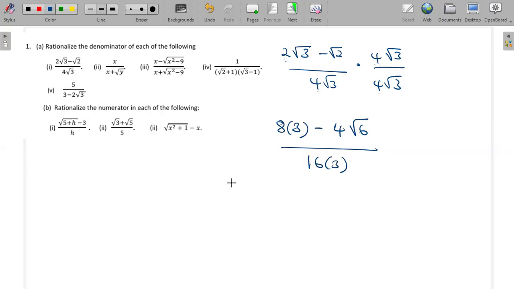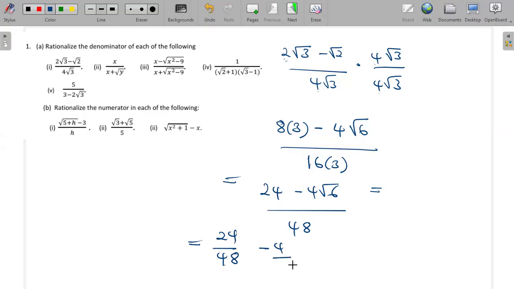Then root 3 multiplied by root 3 just gives us 3, like that. So what is this going to be? So 8 times 3 is just 24. So 24 here minus 4 square root of 6. Then down there you have 16 multiplied by 3, which gives us 48. Okay, so now simplifying this further, we see that 4 can divide into it. So let's do this. So 24 divided by 48, then minus 4 over 48, then you have root 6 here.